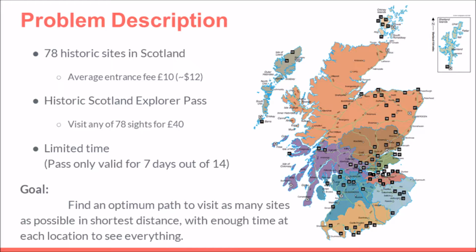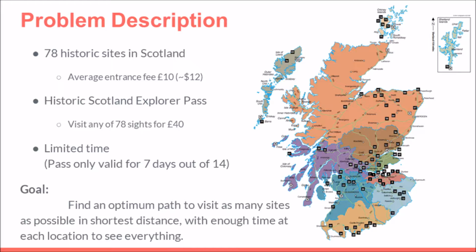The organization has 78 historical sites throughout the Scottish countryside, all available to the public. These sites are marked with black squares on the map to the right. The average entrance fee to each site is around £10, which is $12 US. In order to see the most sites for your money, a £40 Explorer Pass is offered for sale, which allows admittance to all 78 sites on 7 of 14 days.